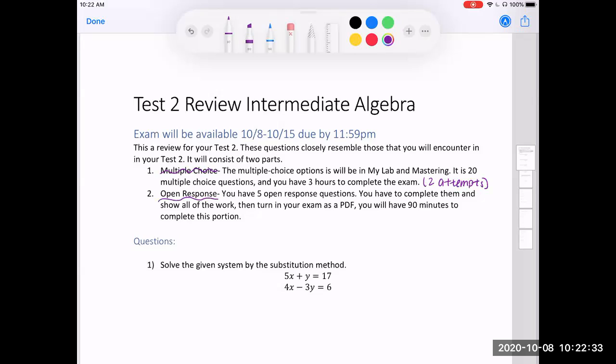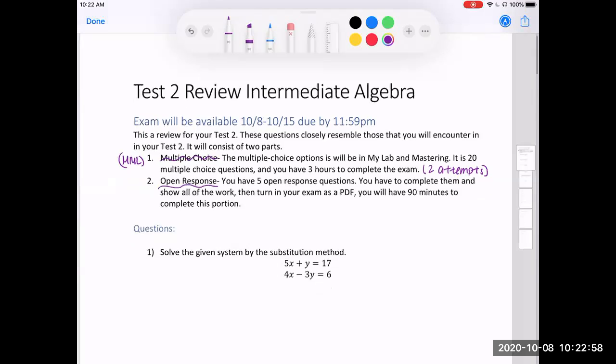It's just on my MyLab. It's not multiple choice. It's like your homework. You have to enter it in. So bad word choice on my end. I'll change that. It's just on my MyLab. Now, what's different about MyLab is that it's graded automatically. Rather than the open response, I have to grade it, and it might take me a while to get back to you, like a week or so.